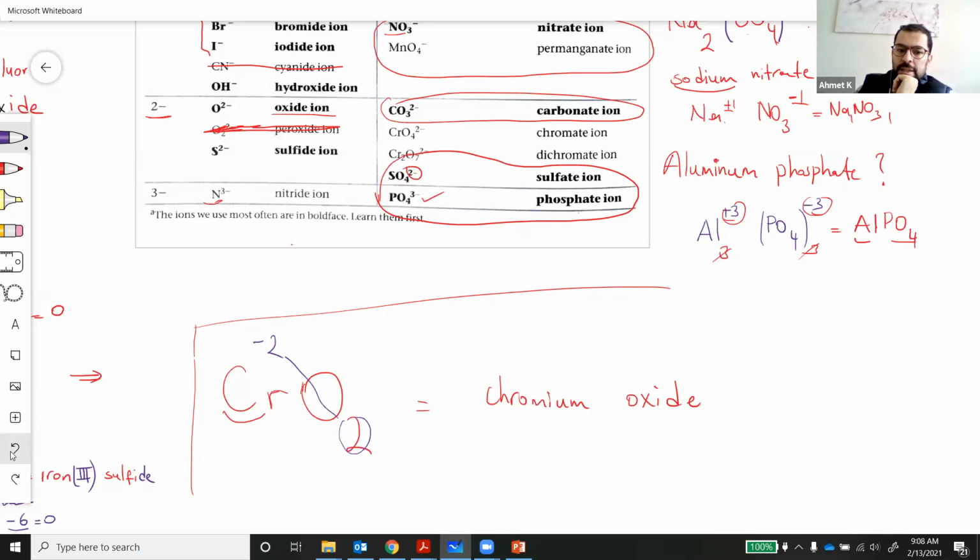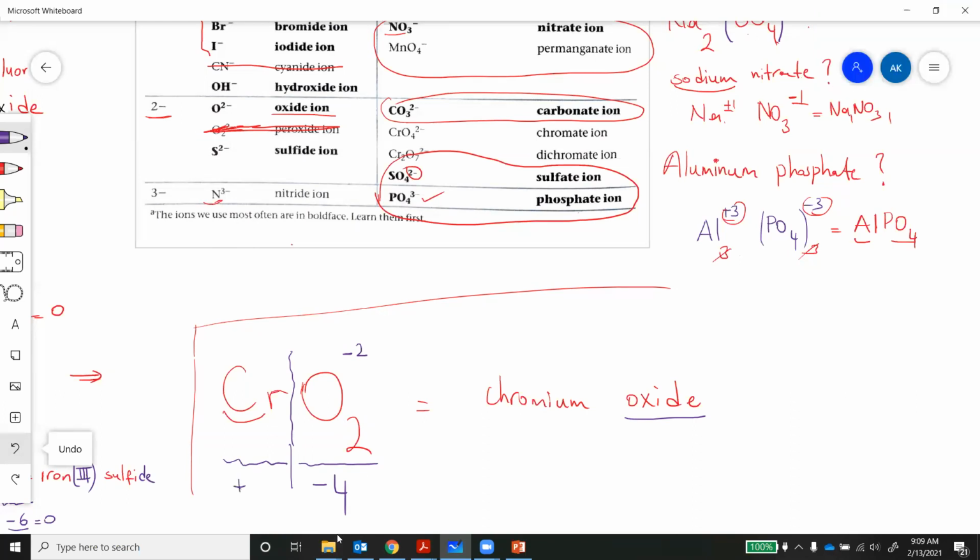And how would you do that? You just have to know. If it's chromium oxide, it means that this oxygen is -2 charge, and then you have 2 of them, correct? And the total contribution of oxygen is -4, right? And in order to cancel -4, what is the chromium charge going to be? Positive 4. Okay, very good. So therefore, this will be chromium 4.